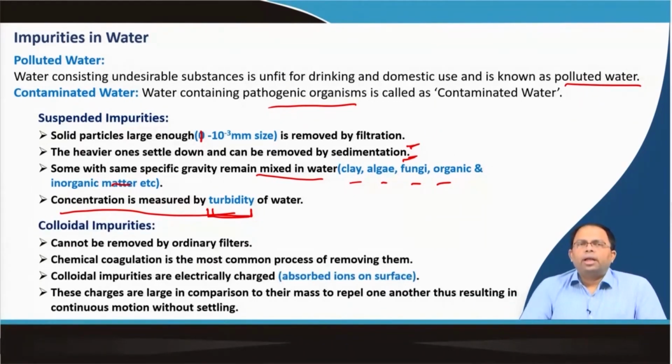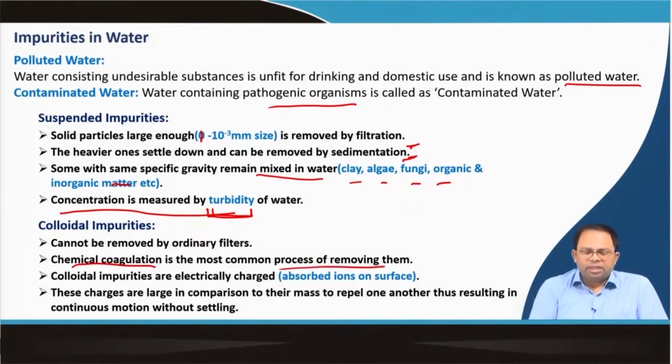Then comes the colloidal impurities. As we have discussed, 1 to 10 to the power minus 3 millimeter in size are the suspended impurities. Colloidal impurities are even smaller than that. These cannot be removed by ordinary filters, so there has to be some other way. What we do is chemical coagulation. That means we add some chemicals into the water, and these react with these particles and form other compounds which are larger in size, and that is what we can actually remove.